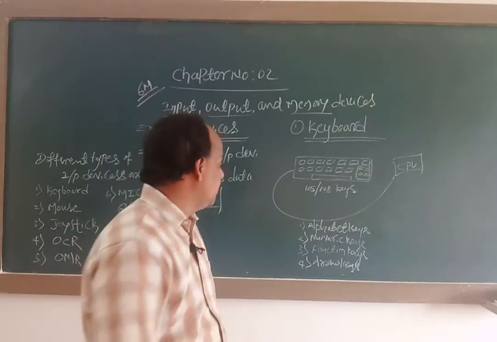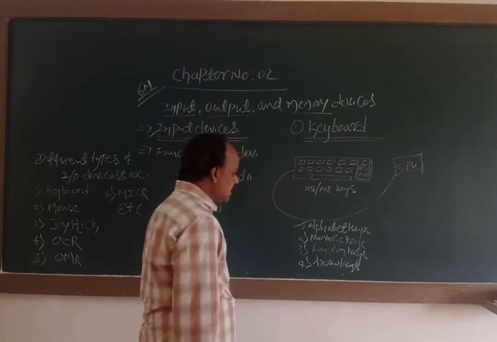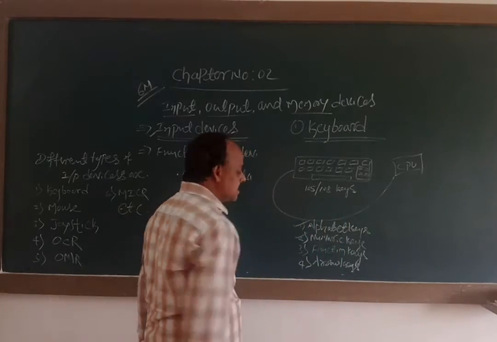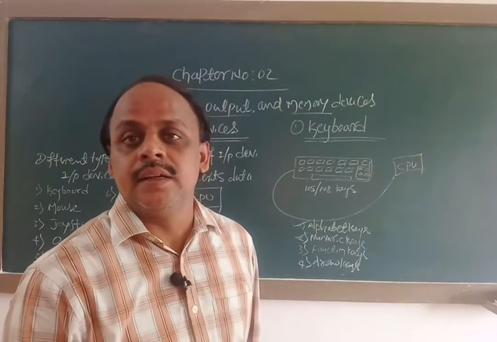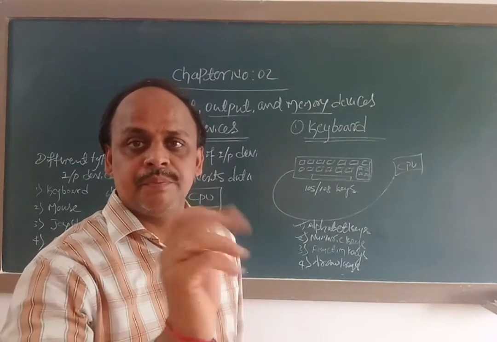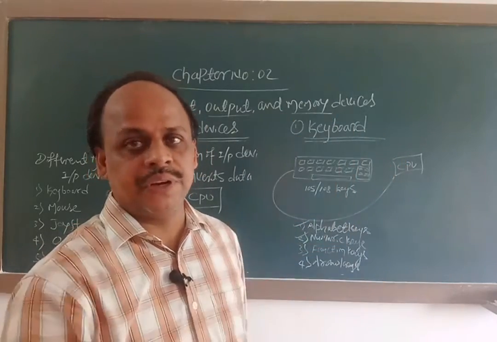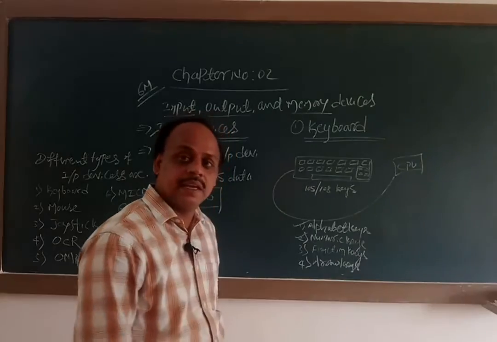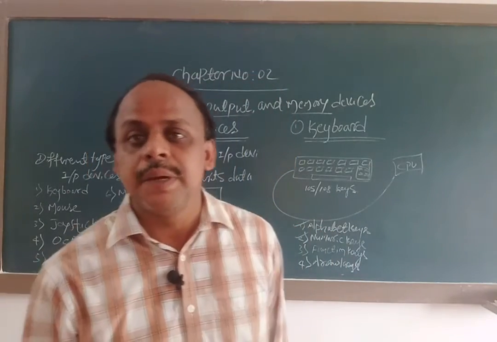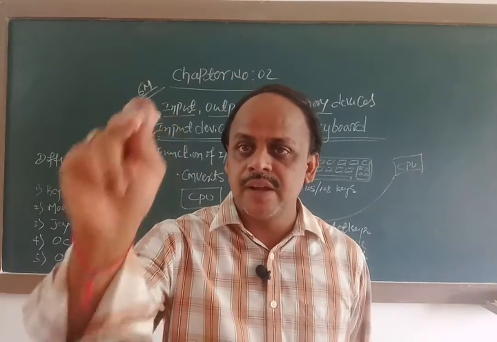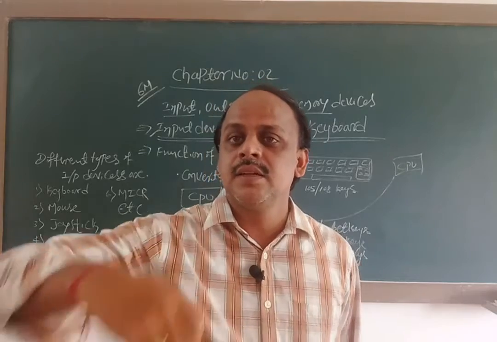Like this, on the keyboard we can observe different types of keys: alphabet keys, next number keys. Number keys contain 0 to 9 digits. After pressing number keys, we can observe numbers on the monitor, and it has functional keys. F1 to F12 functional keys are there. By pressing a function key, a particular predefined task is performed.